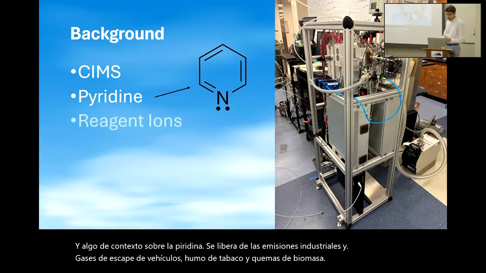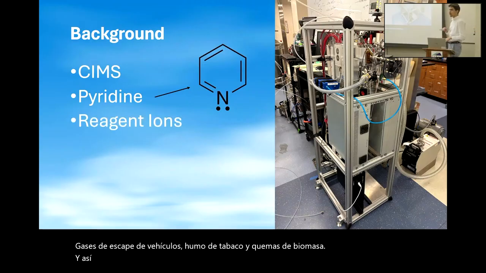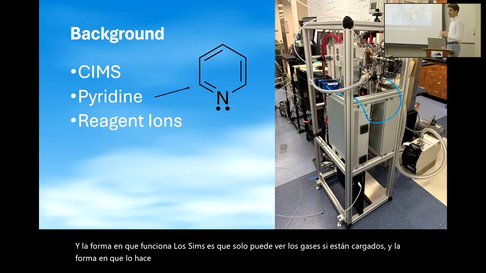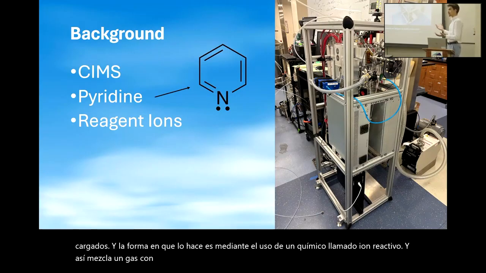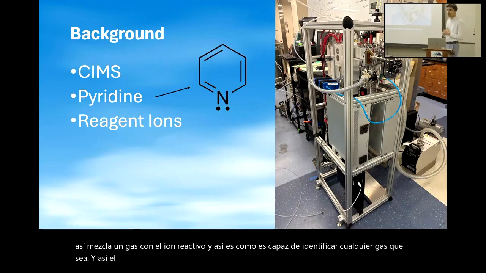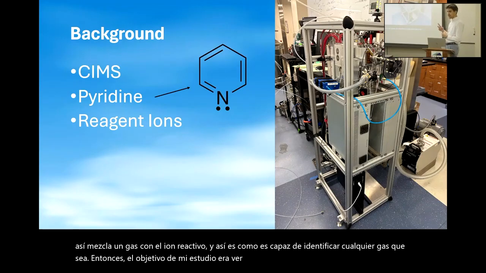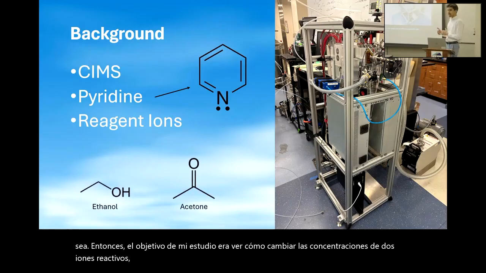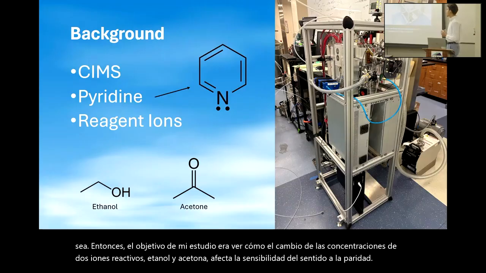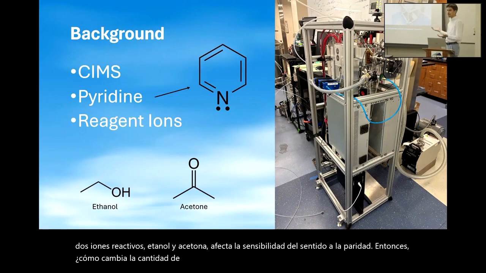The way the CIMS works is that it can only see the gases if they're charged. It does that by using a chemical called the reagent ion. It mixes the gas with the reagent ion, and that's how it's able to identify whatever gas it is. The goal of my study was to see how changing the concentrations of two reagent ions, ethanol and acetone, affects the sensitivity of the CIMS to pyridine. So how does changing the amounts of these two reagents affect how well the CIMS can see pyridine?